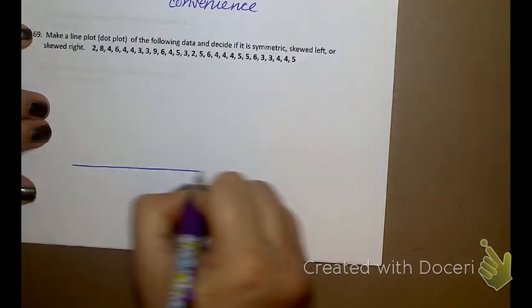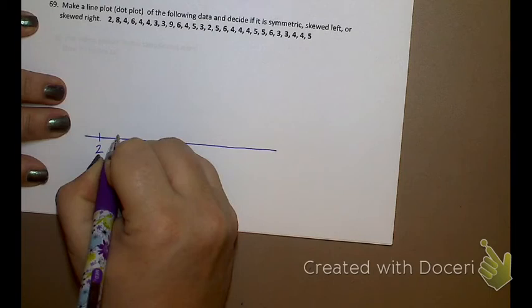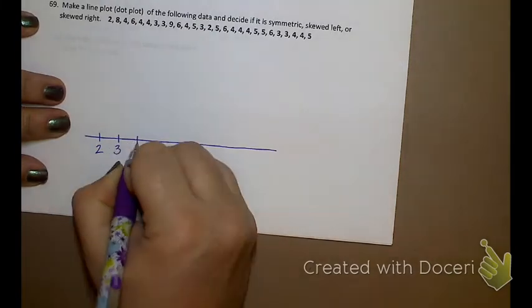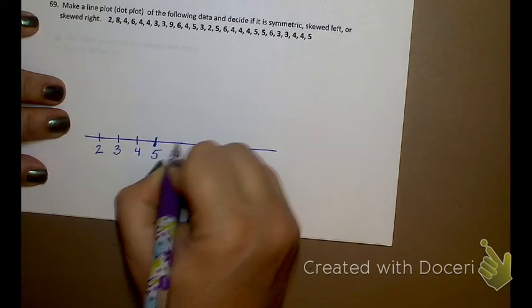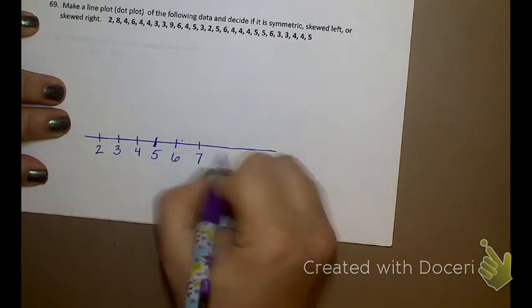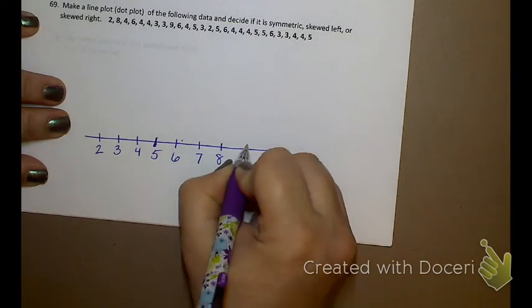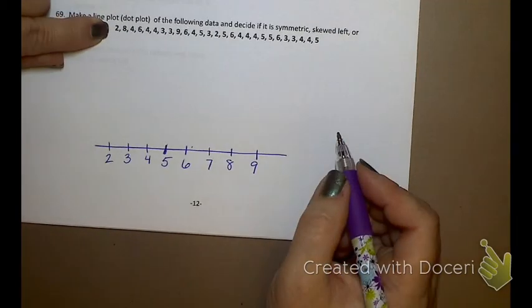Okay, so here's my line right there. I'm going to say 2, 3, 4, 5, 6, 7, 8, and 9. And what I'm going to do is go through the list and put an X on top of whatever numbers I see.